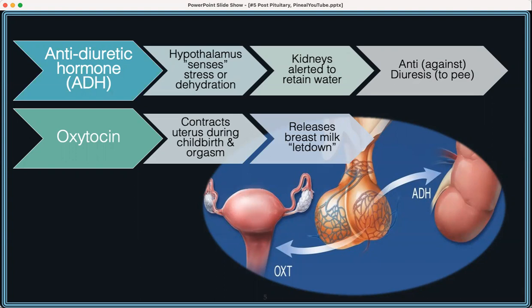Oxytocin is responsible for contracting the uterus during childbirth. It's also released during orgasm and also breastfeeding. It is responsible for the letdown, for when the breast starts to release the stored milk.